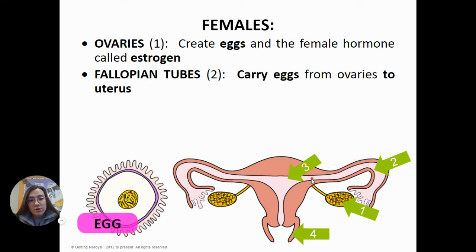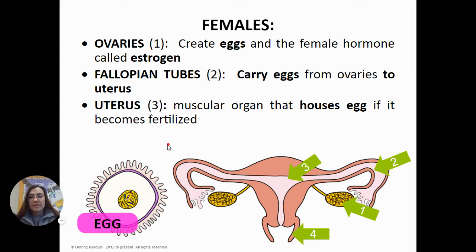So in this tube, it connects from the ovary to the remainder of the uterus. This tube is commonly where fertilization happens. So where the egg meets the sperm, the sperm have to travel all the way up and into the tube to find where the egg will be.